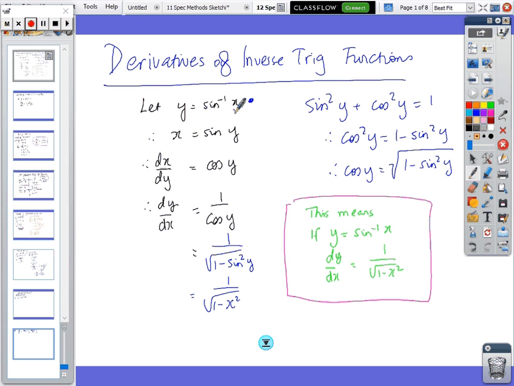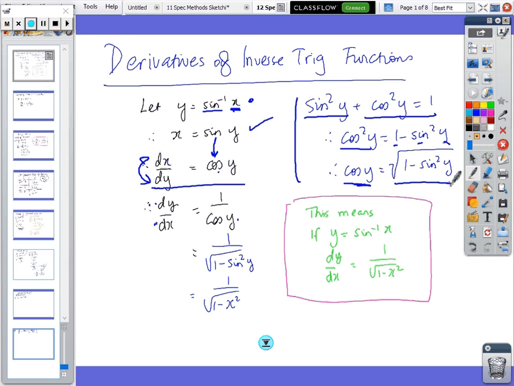Okay, and so to make x a subject, we take sine of both sides, so we've got x equals sine y, so that's straightforward. So the derivative with respect to y would be sine turns into cos, so the derivative is cos y, and then I flip dy dx upside down, so I flip cos y upside down. And then you've got to remember over here that sine squared plus cos squared equals 1, so cos squared equals 1 minus sine squared, so cos y equals root 1 minus sine squared y. So when I've got this cos y, I've got the square root of 1 minus sine squared y, but sine y is x, so sine squared is x squared.